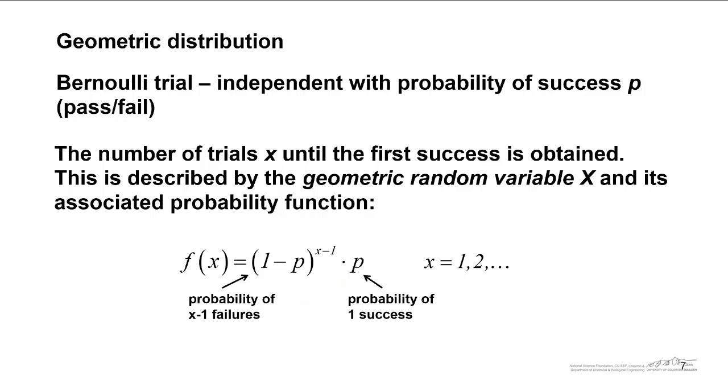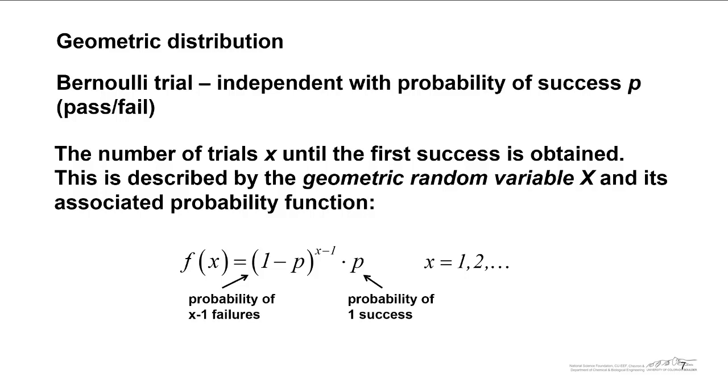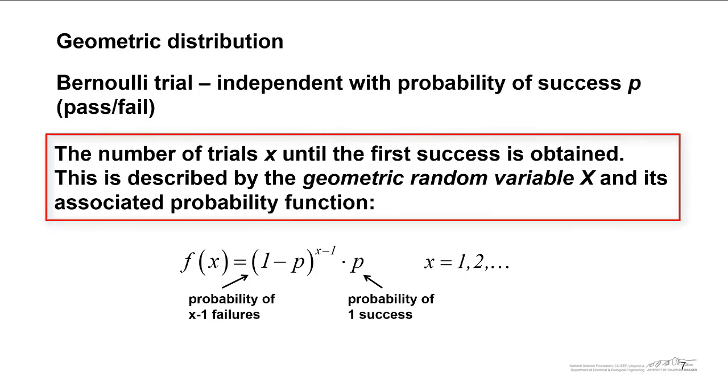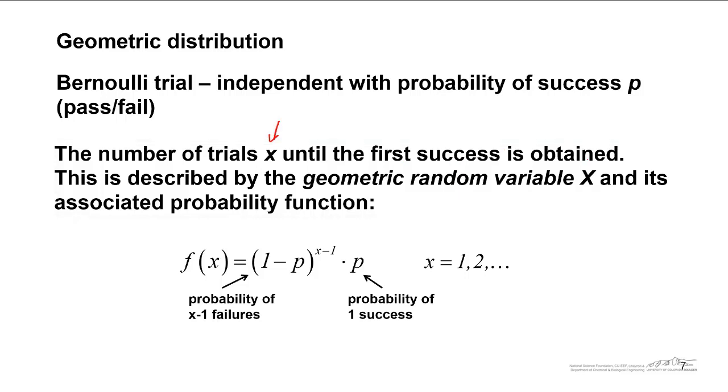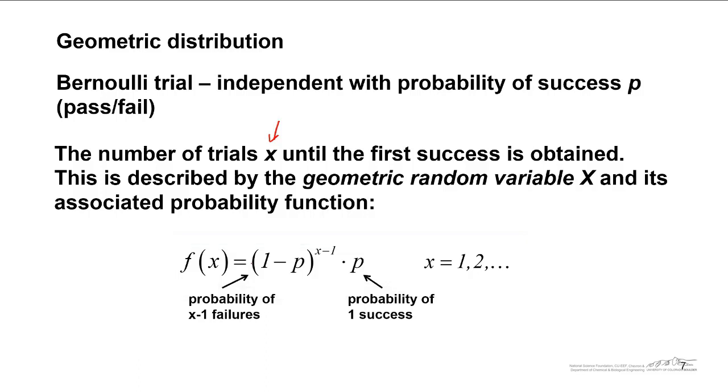Just to sum this up, the geometric distribution also depends upon a Bernoulli trial: independent trials with probability of success p, and we either have a pass or a fail. So the geometric distribution gives you the probability that you need x number of trials to get the first success. And this, again, is the geometric random variable x, and the probability function is given as follows. So it tells you the probability that the first success comes on exactly the xth trial.